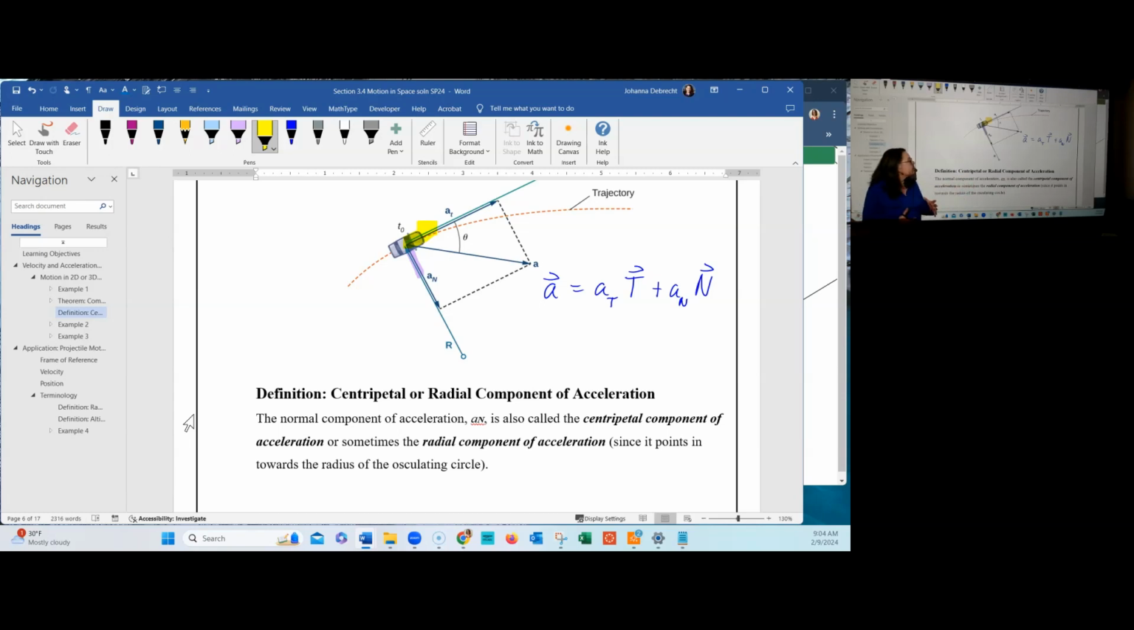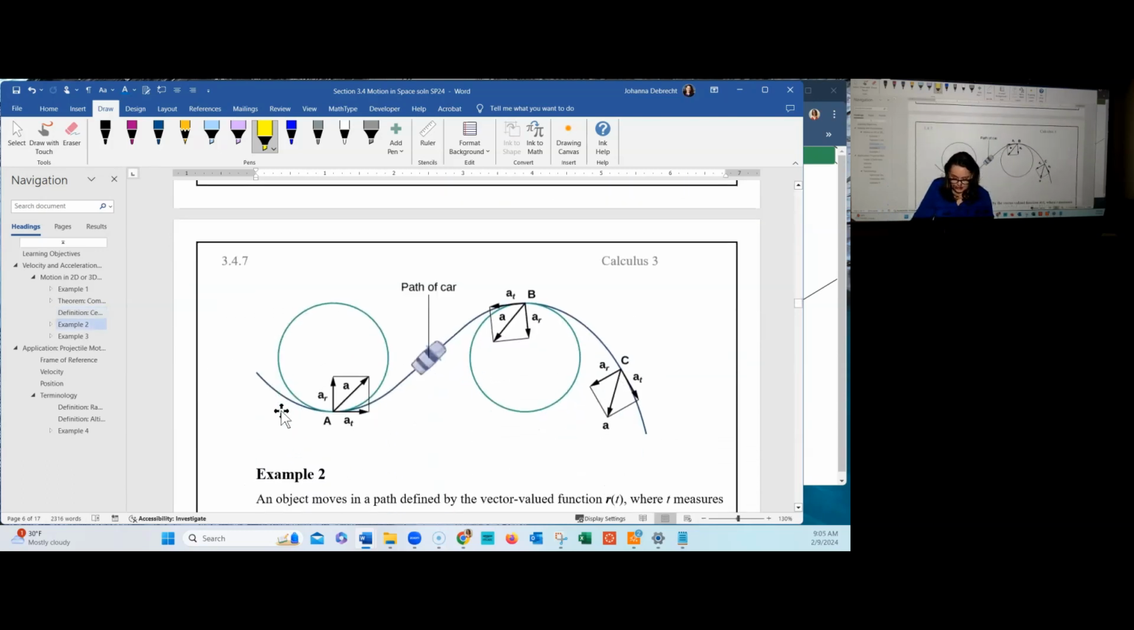Now, why radial? Well, we're talking about the part that lies along the radius of the osculating circle, because the normal vector does lie along the radius of the osculating circle. So it's sometimes called the radial component. Centripetal is a type of force, and it's the force being projected along that vector, right? So it has a different name.